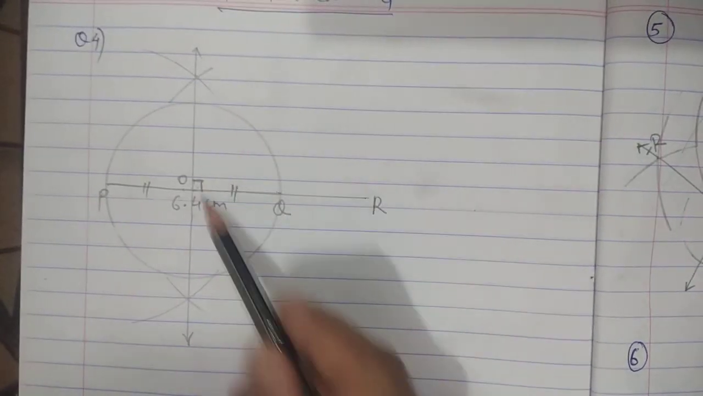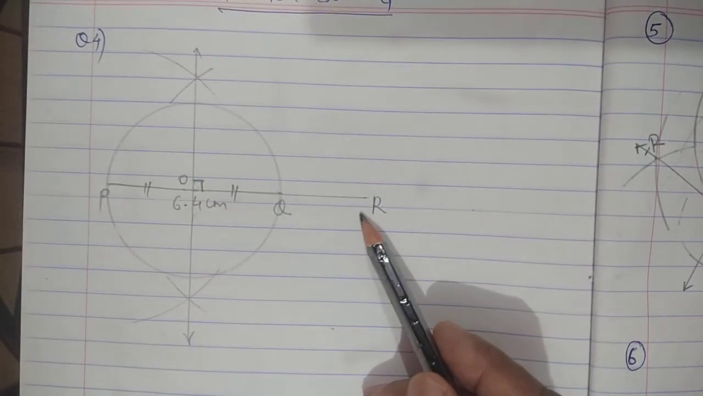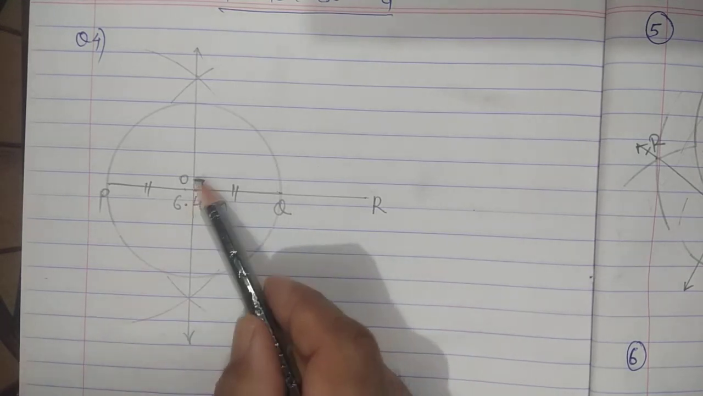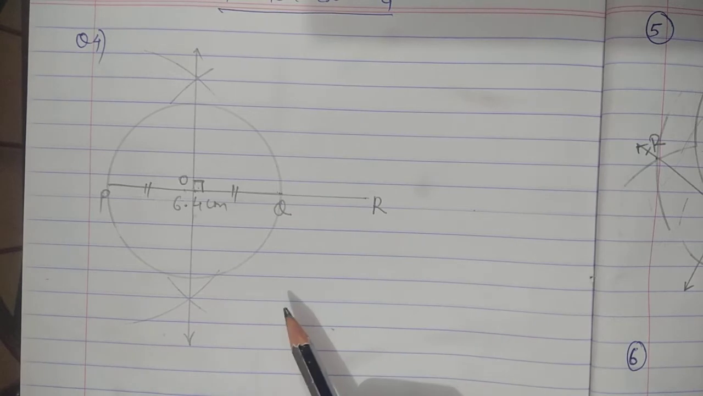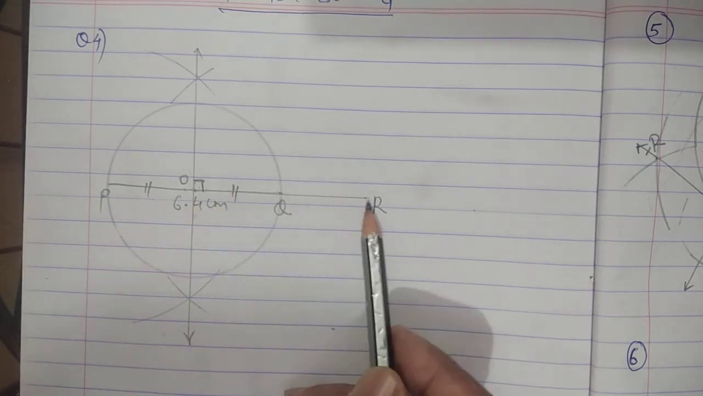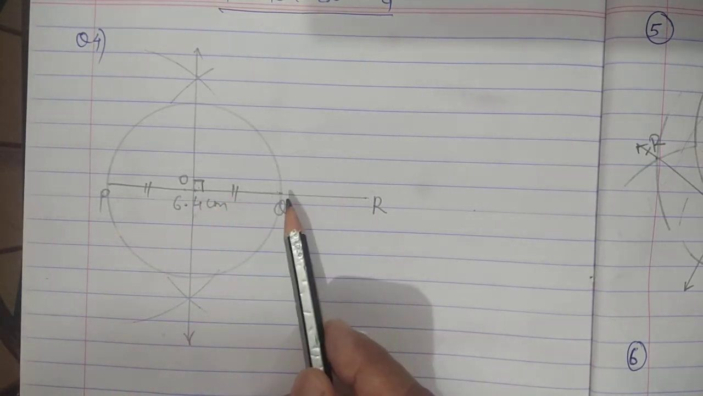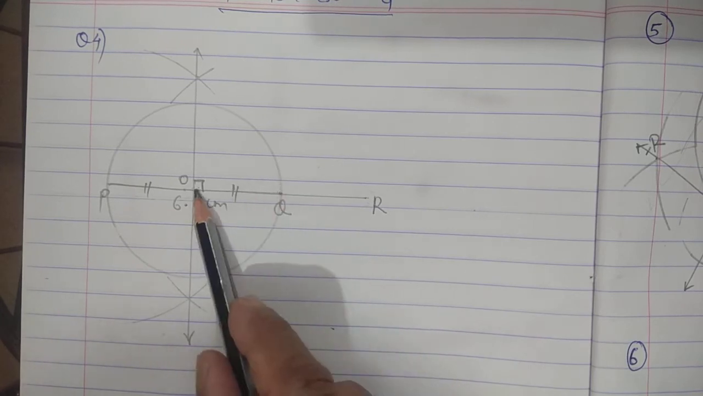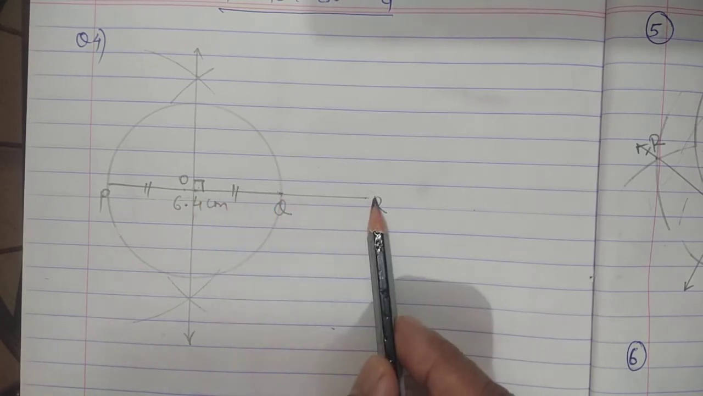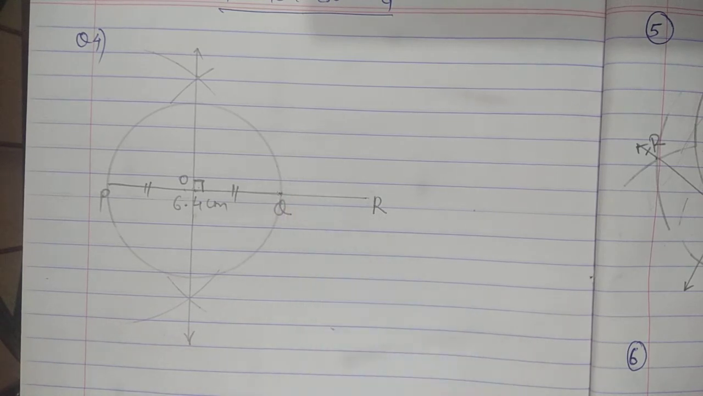And for that, as we did in question number 6 of Practice Set 4.2, use the same method: draw the perpendicular bisector of segment OR to get the midpoint. The perpendicular bisector of segment OR will be passing through Q only, because this is 3.2 and this also is 3.2. So when you do this construction, the perpendicular bisector should pass through Q.